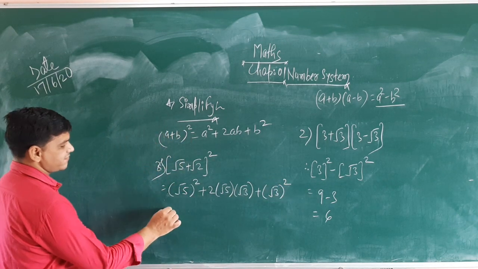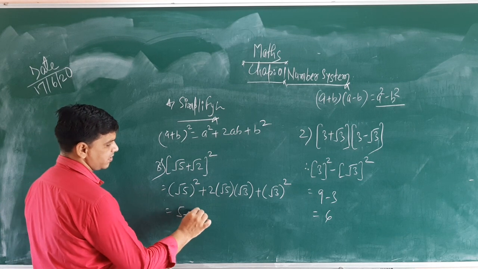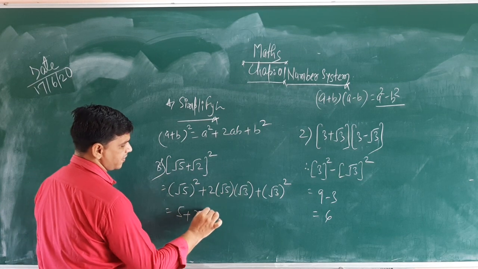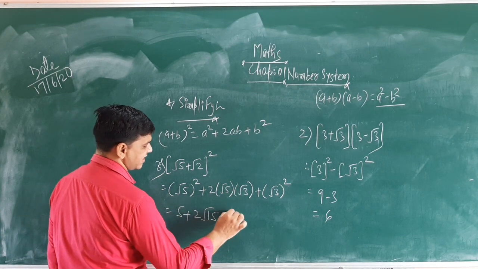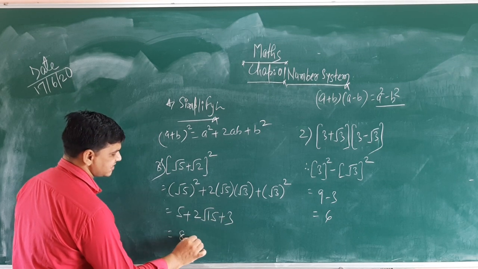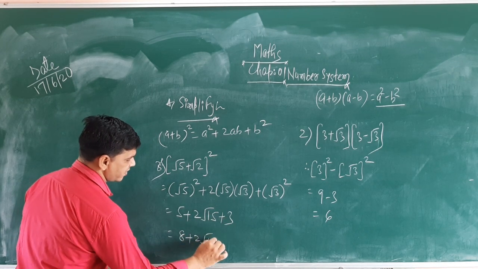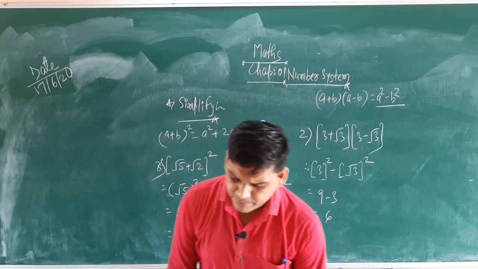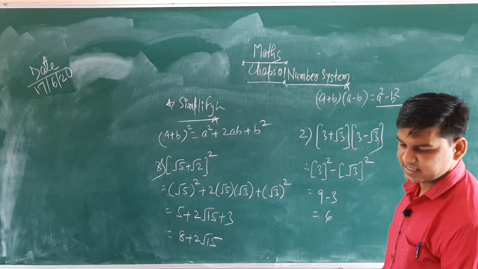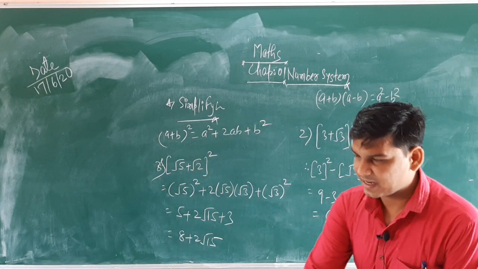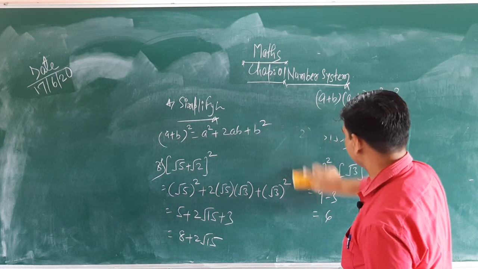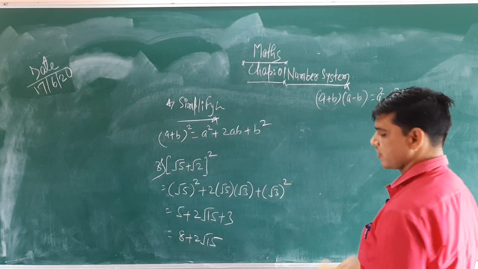Right? So root 5 square is 5, plus 2 into root 5 into root 3, which is root 15, plus root 3 square, which is 3. So 5 plus 3 is 8, and the result is 8 plus 2 root 15. The same formula works, and I'll change the equation here.